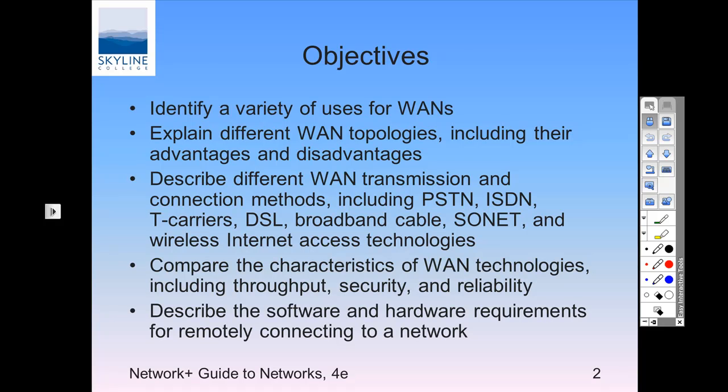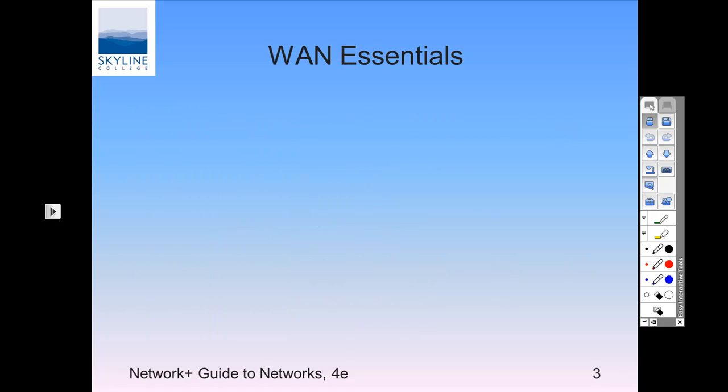Software and hardware requirements to remotely connect to a network. Remote connection, and that just kind of got in here, but just because of wide area networks. Remote management would allow us to manage remotely, obviously. And you've seen me do a little bit from this room to the server over there, just a remote desktop connection.